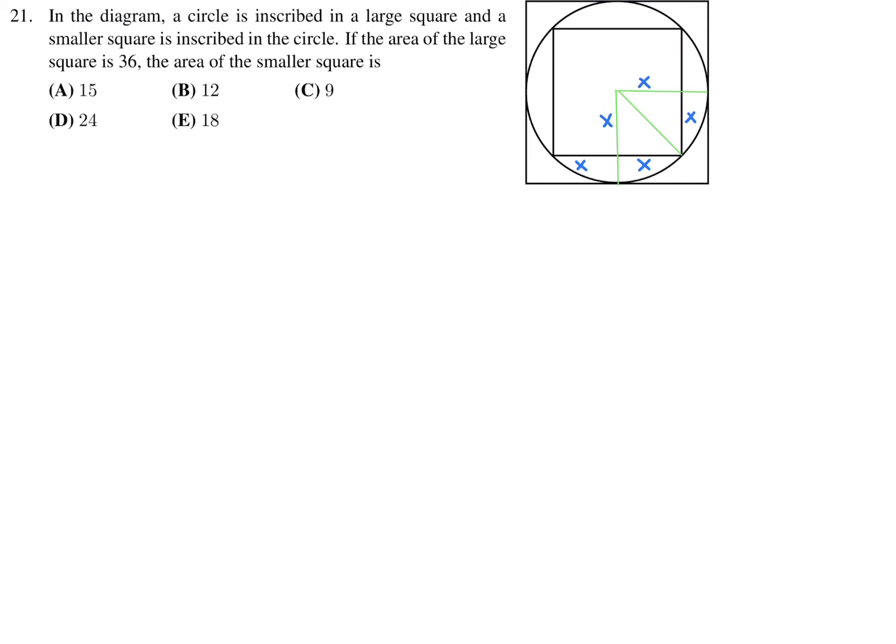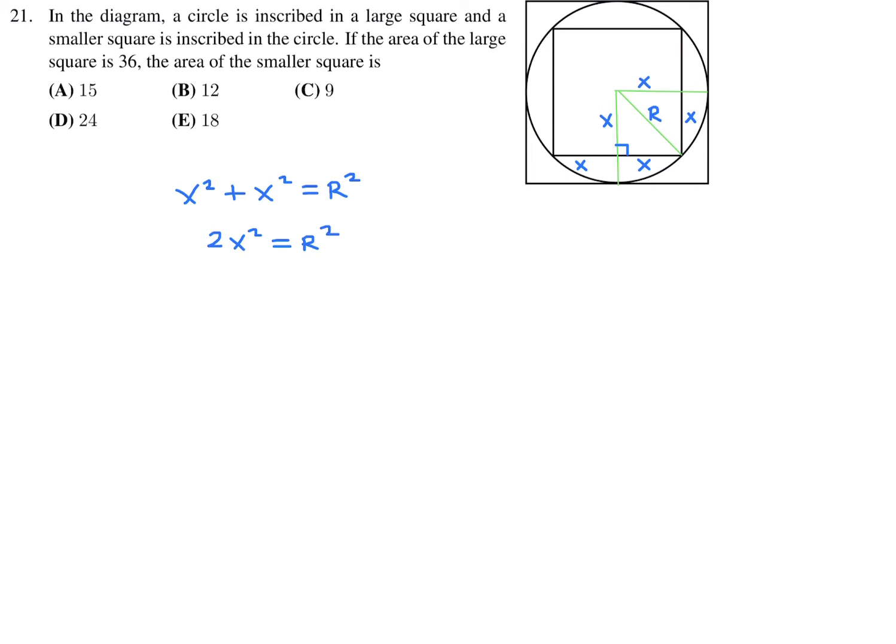And this distance represents the radius, so I'll just call it r for radius. Now I hope you can see a Pythagorean relationship there. I can use this triangle right here and use the Pythagorean formula. So that means x squared plus x squared is equal to r squared, like that. So 2x squared is r squared.